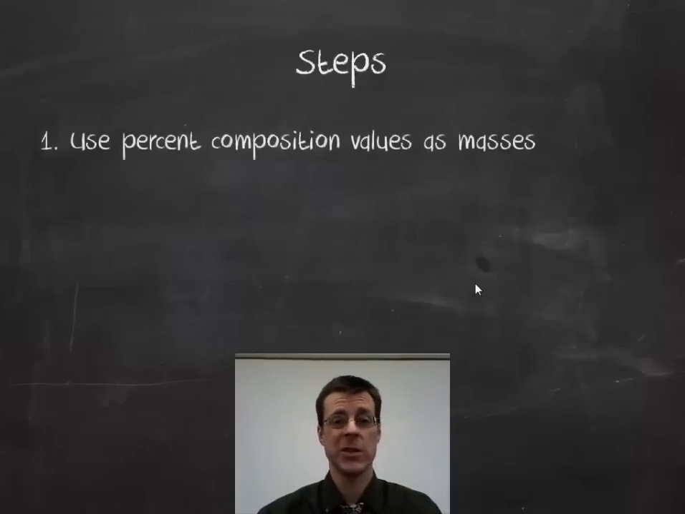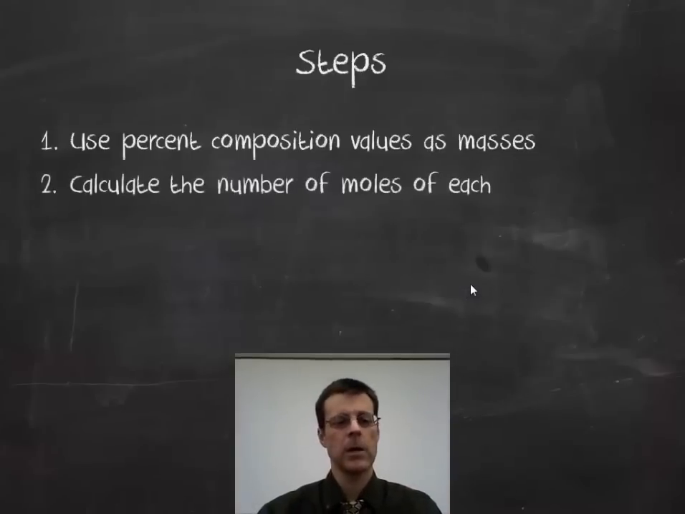So let's get our steps. Use the percent composition values as masses. You'll be given percent compositions in the question. Take those numbers, they're out of 100, take them as masses. So if it's 30%, call it 30 grams. Calculate the number of moles of each.